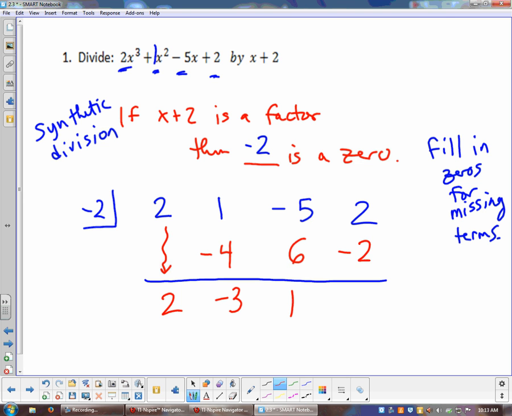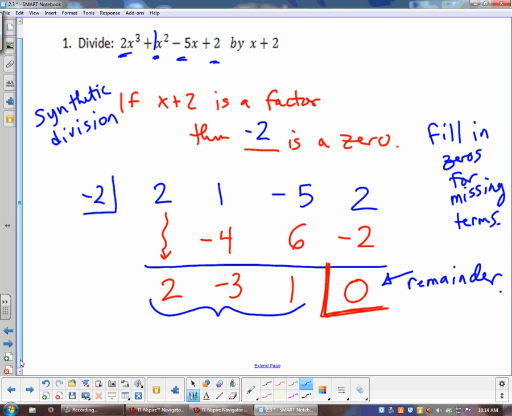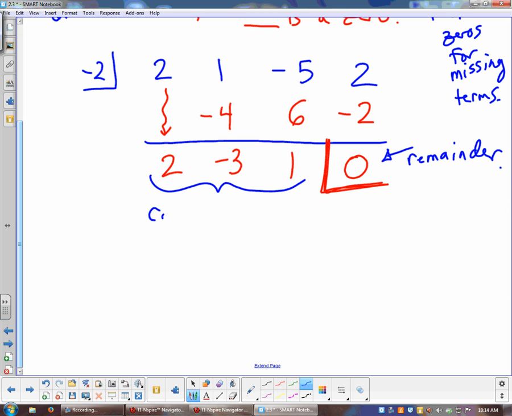-2, and I add, and I get 0. All right? This last number, I'm going to put a wall around that, because this last number is my remainder. And these numbers here are the coefficients of your quotient.